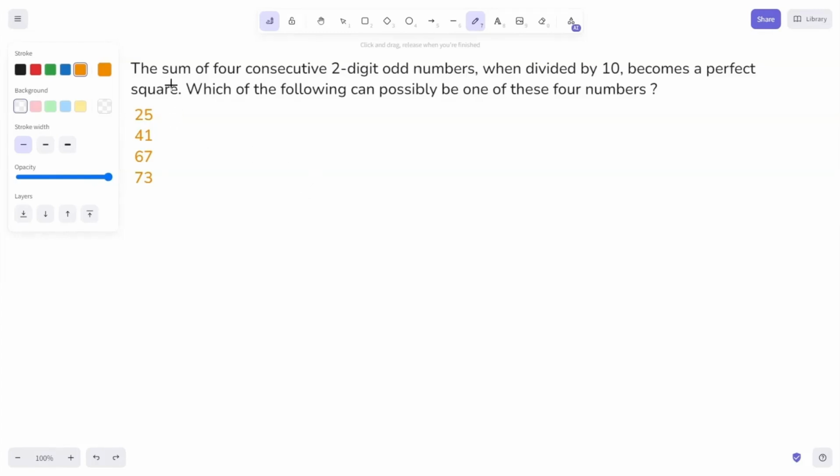So as you can see, this is our question. The sum of 4 consecutive 2-digit odd numbers, when divided by 10, becomes a perfect square. Which of the following can possibly be one of these 4 numbers?